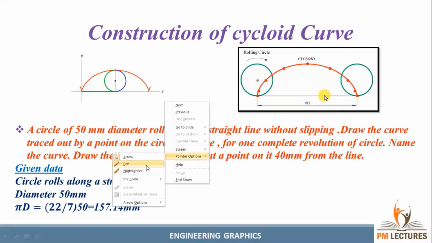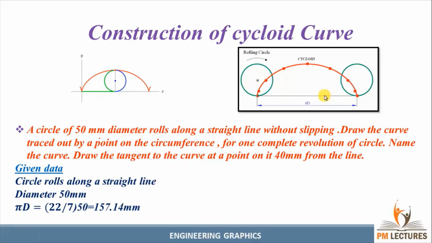So see here, we have a circle, and it rolls along a straight line. From this we can identify it's a cycloid curve. And then the diameter is given. From the diameter we can find the circumference of the circle, and then they give the condition for drawing the tangent and normal also. So let us see the problem now.